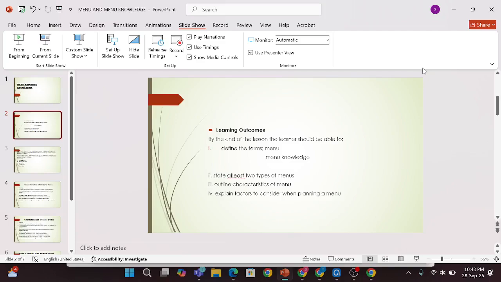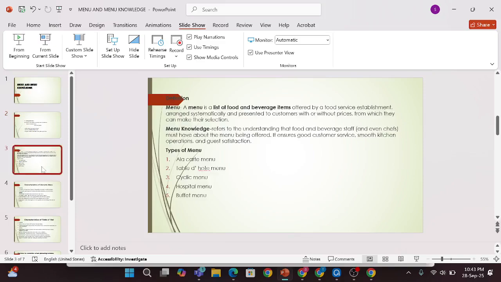Yeah, that's correct. Menu can be a list of food and beverage items offered by a food service establishment. Just as Lorraine has mentioned, most of us go to hotels and cafeterias, and before you order food, lazima utapewa menu. That small paper ama hiyo kakadi kadogo unayopewa is what is referred to as a menu.